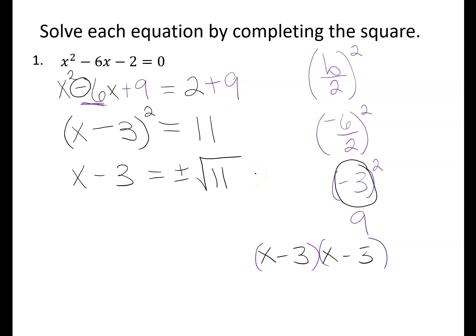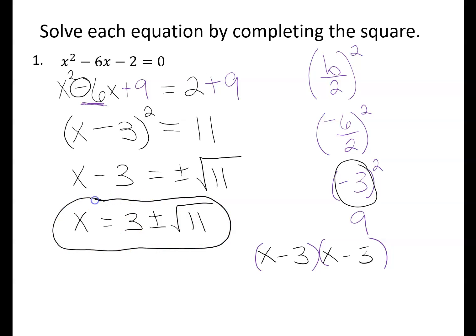Here we cannot simplify square root of 11, so the next step would be to isolate the x by adding the 3. We put the 3 in front, the plus minus in the middle, and then the radical term. And because you cannot combine the 3 with the radical, you're going to just leave it in that form. So that's a pretty basic example of completing the square, but it shows you how all of the steps work.